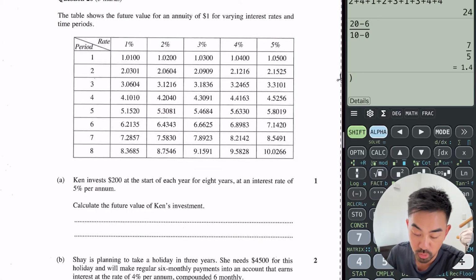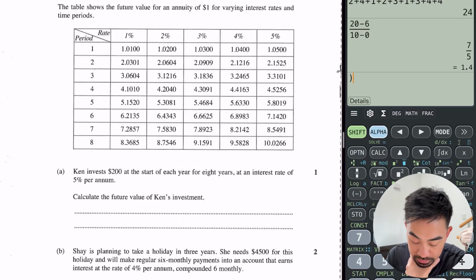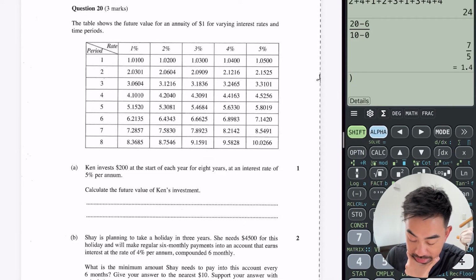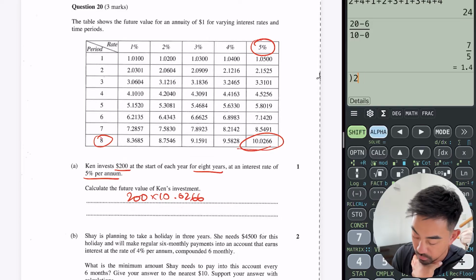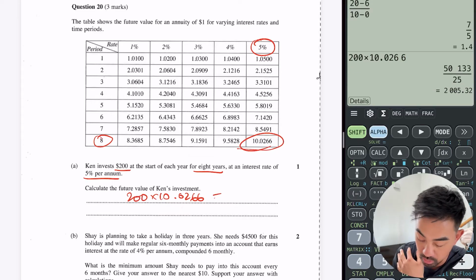All right, question 20. The table shows the future value of a $1 annuity for varying interest rates. So that's pretty stock standard. Can invest $200 at the start of each year for 8 years at an interest rate of 5% per annum. Calculate the future value. Okay, so $200, 8 years, 5% per annum. So 5%, 8 years, that's my interest factor. So it will be 200 times 10.0266, which is $2,005.32.